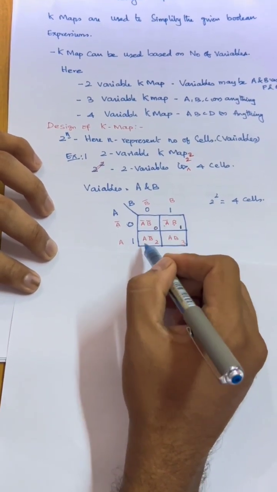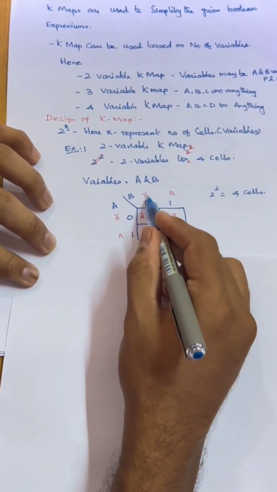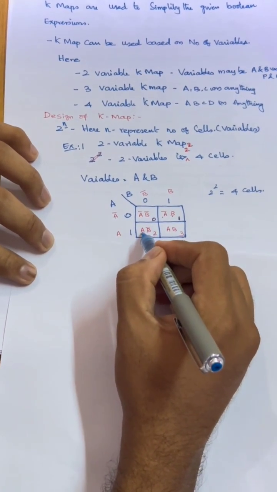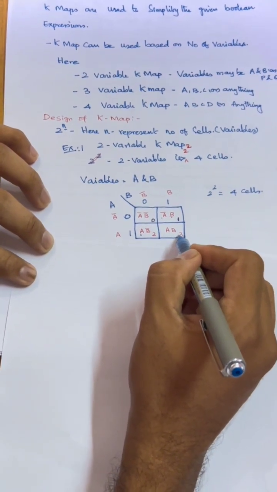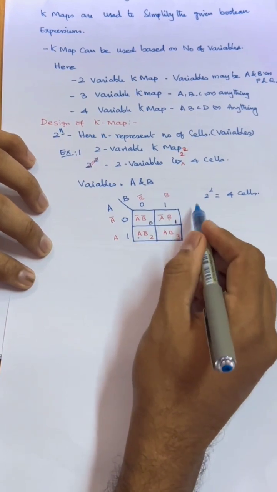So A bar B. Similarly, cell number 2 can have row wise A and column wise B bar. So A B bar. And cell number 3 can have the variables A and B. This is for the 2 variable K-map.